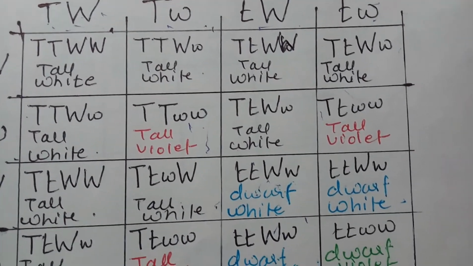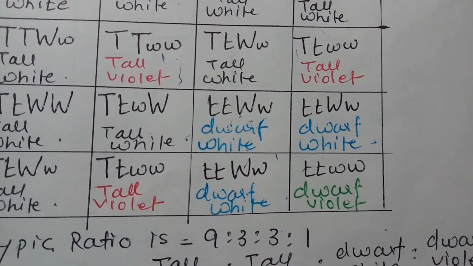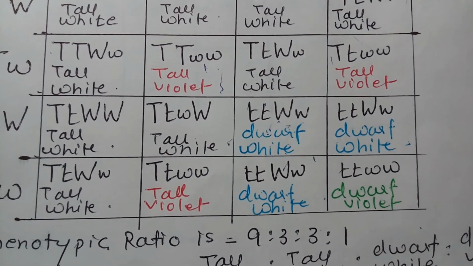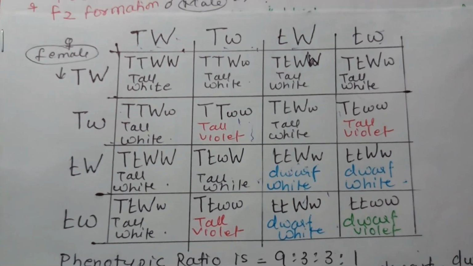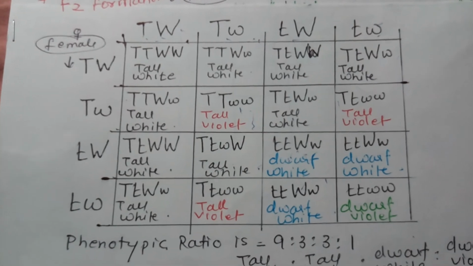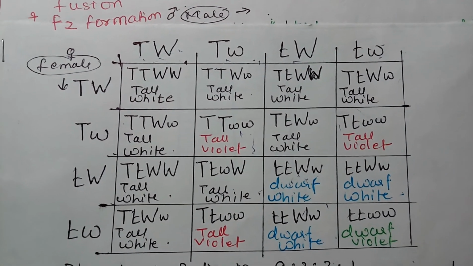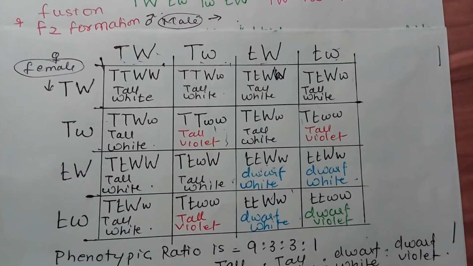There is a tall plant with violet flower, there is a dwarf plant with violet flower, and dwarf with white flowers. So you'll see all possible combinations because the two allelic pairs are not interacting with each other. So this is called the law of independent assortment. Now next we will continue in part 3. Thank you.